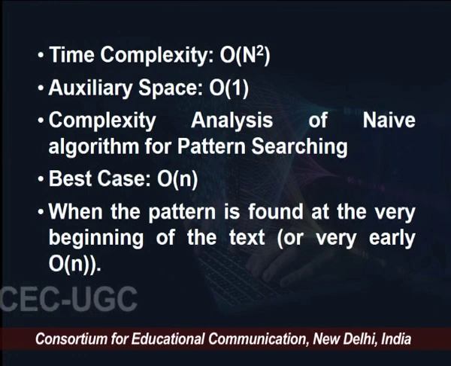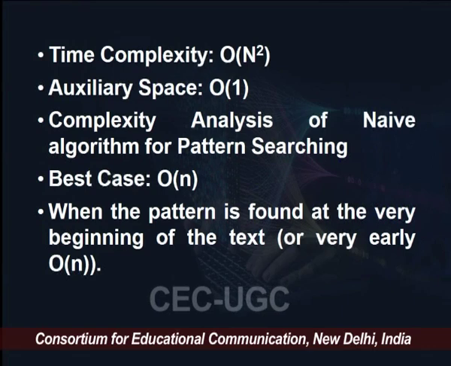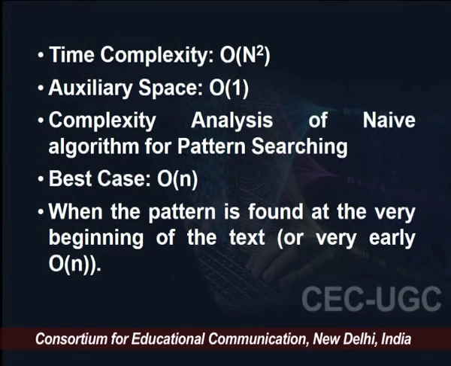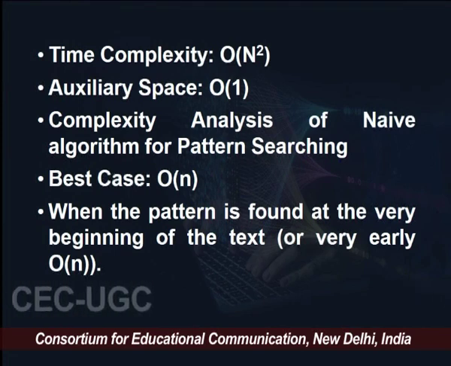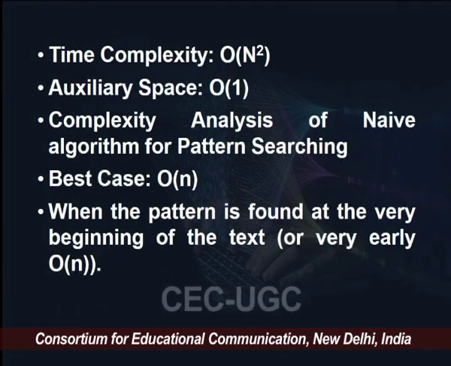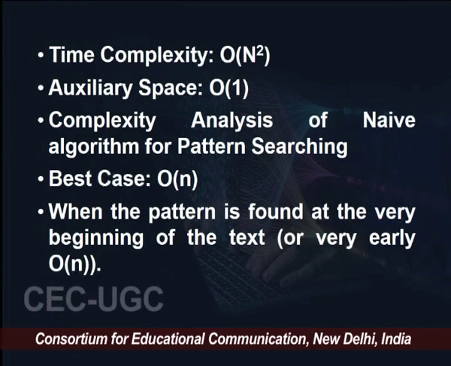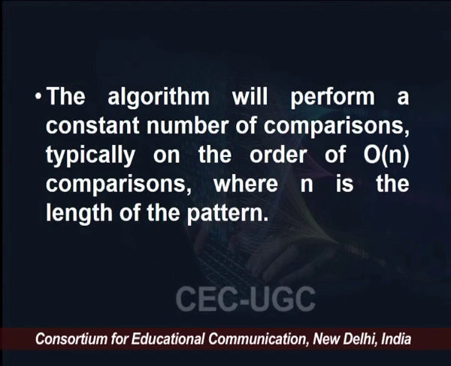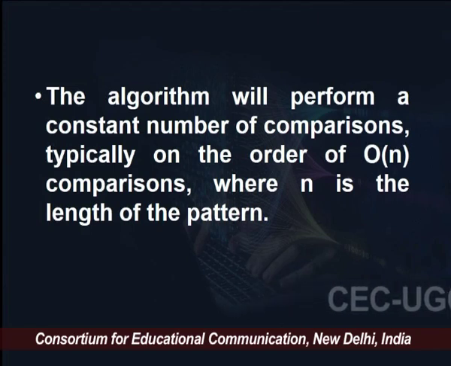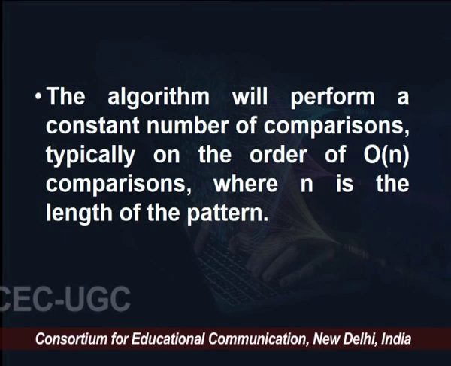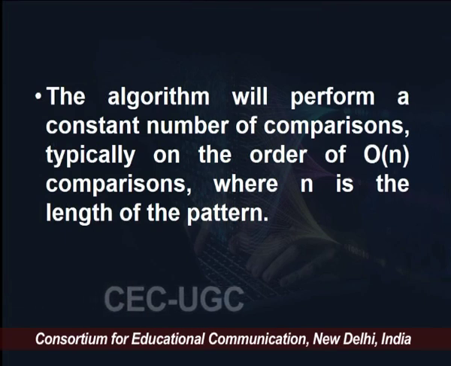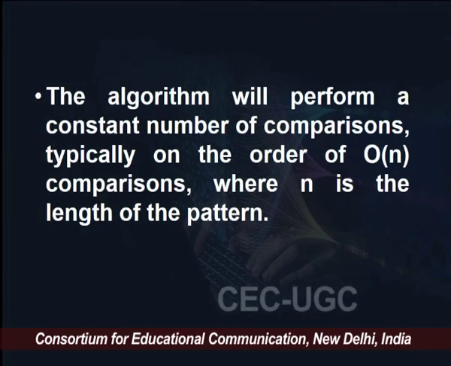Otherwise, the time complexity is quadratic. You can name it m cross n, or n square. Both ways it is a quadratic time complexity algorithm with an auxiliary space requirement of order 1. Now, this algorithm performs a constant number of comparisons, typically on the order of n comparisons, where n is the length of the pattern.